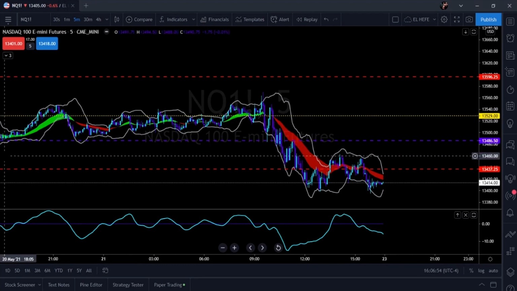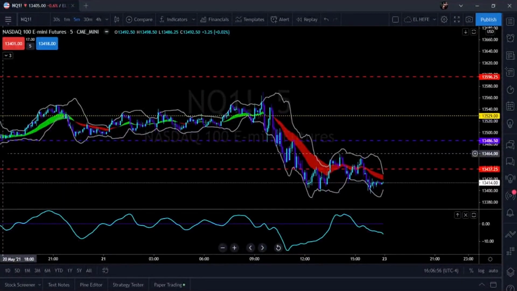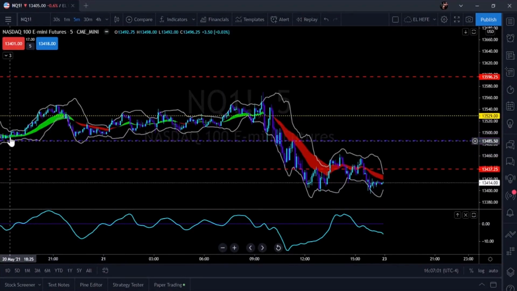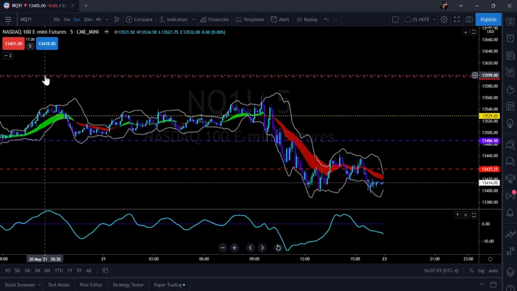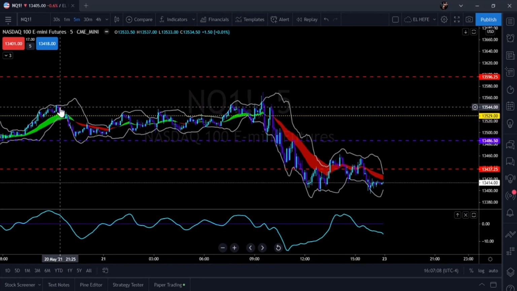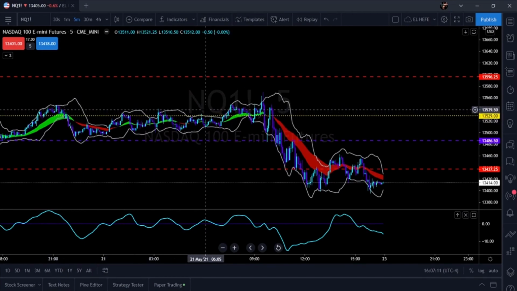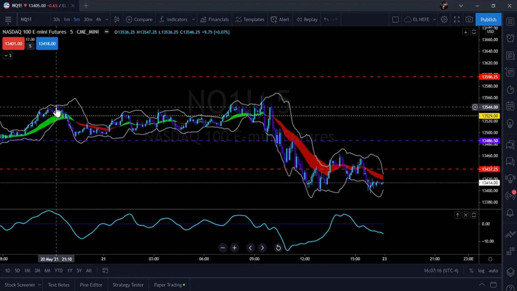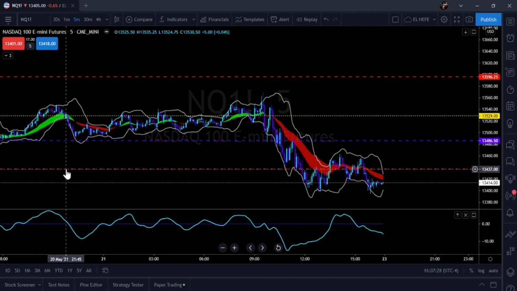And that low is 13,486.25. What I'll do with that number is add 110 points to that. That's going to give you your red level. Then you find the high. It looks to be right here. That high was 13,547.25. Now you subtract 110 points from that number. That sets this bottom level.